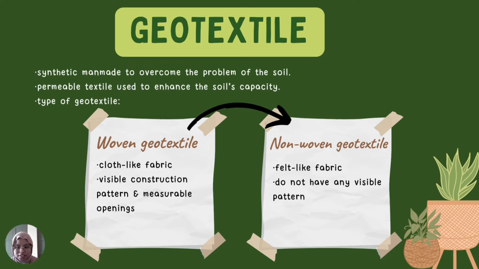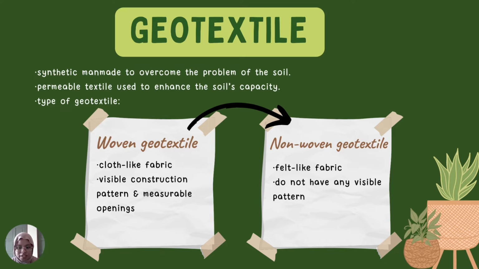So the woven geotextile has a cloth-like fabric, which is formed from a uniform and regular interweaving of yarns or threads in 2 directions, which shows that this type of geotextile has a regular visible construction pattern as well as distinct and measurable openings.